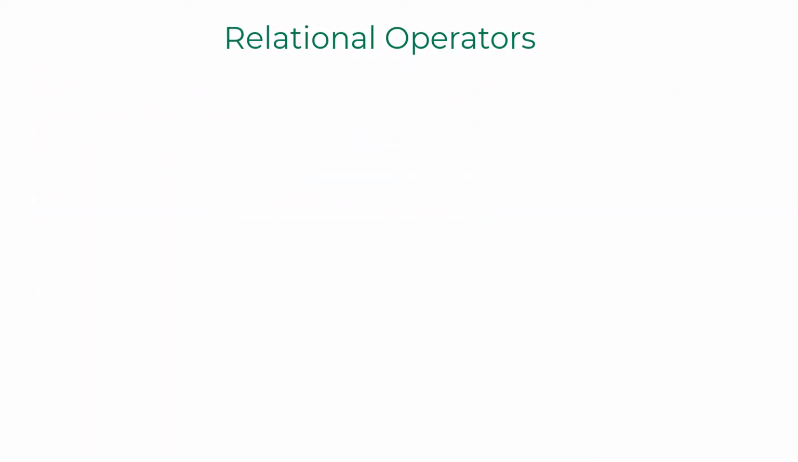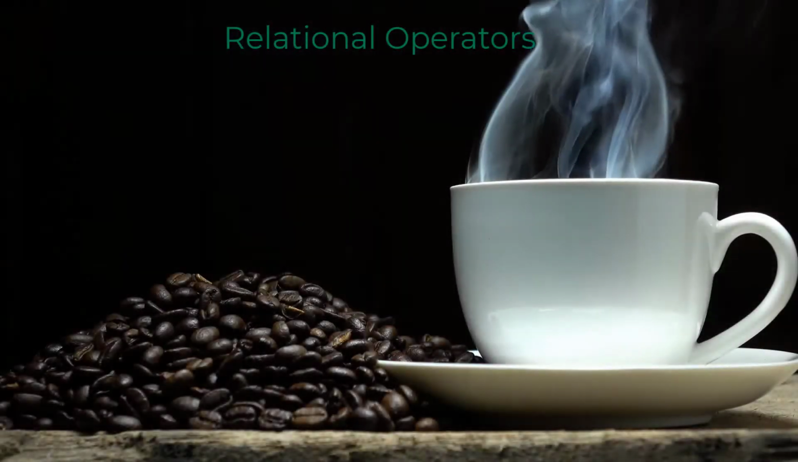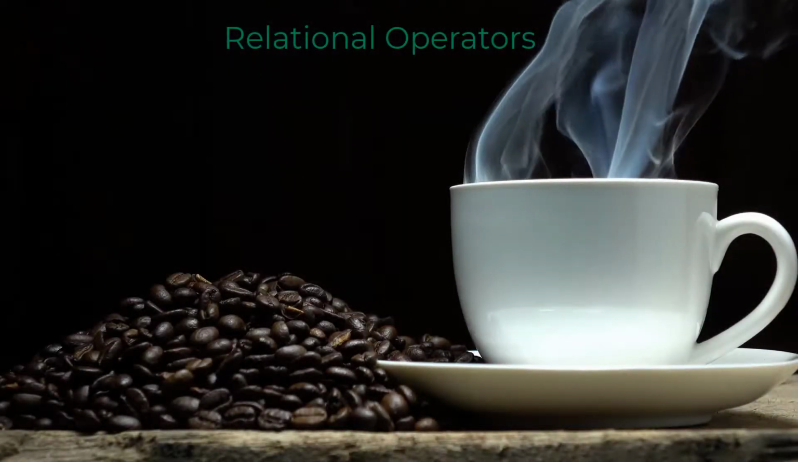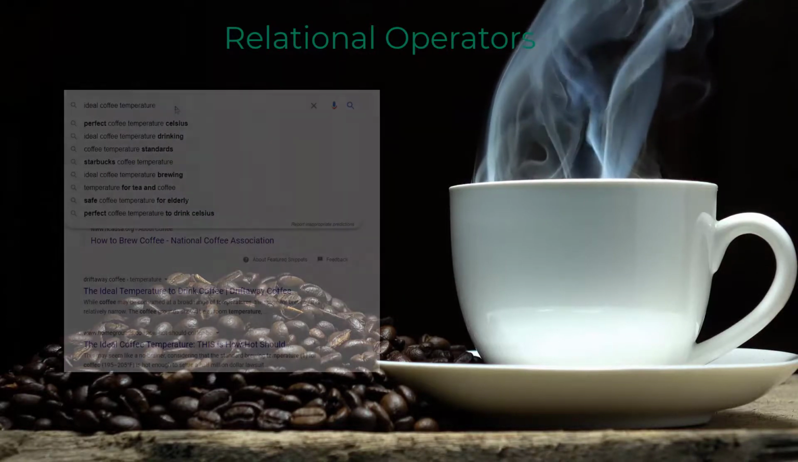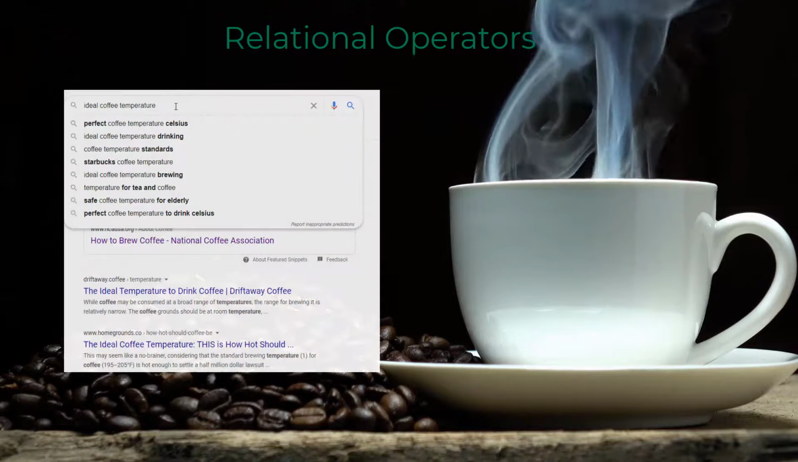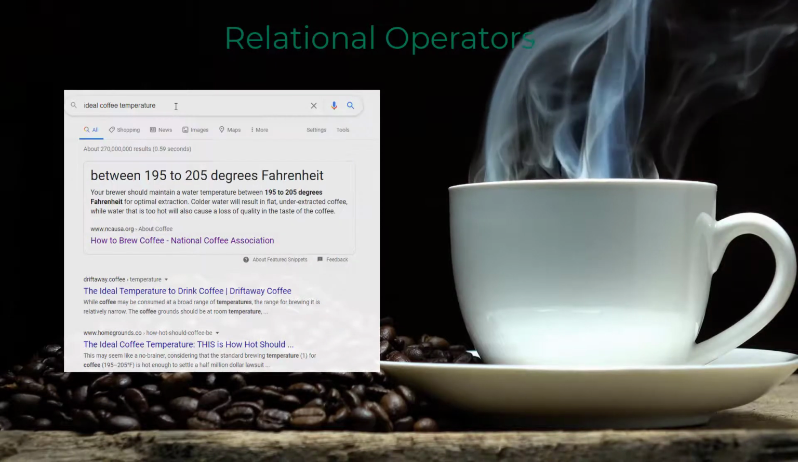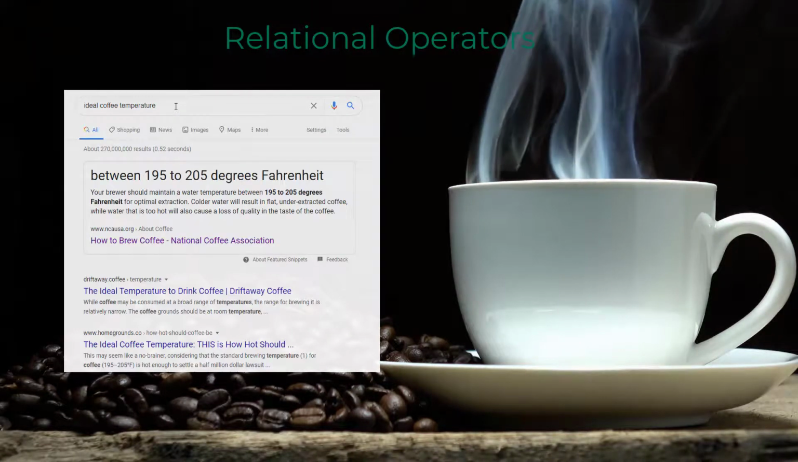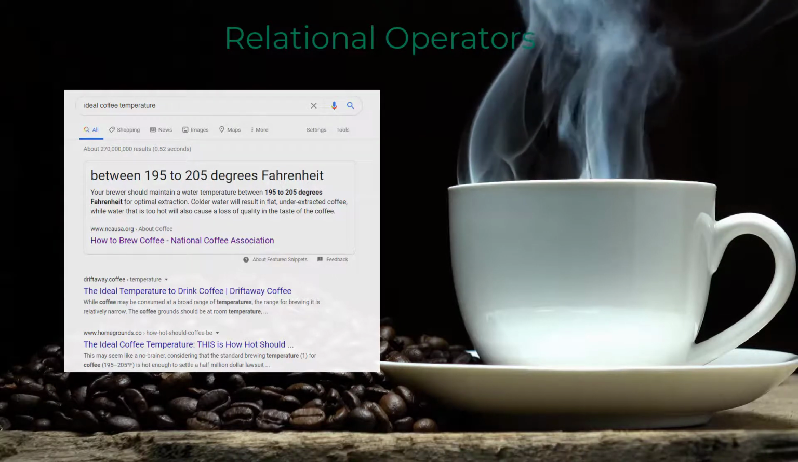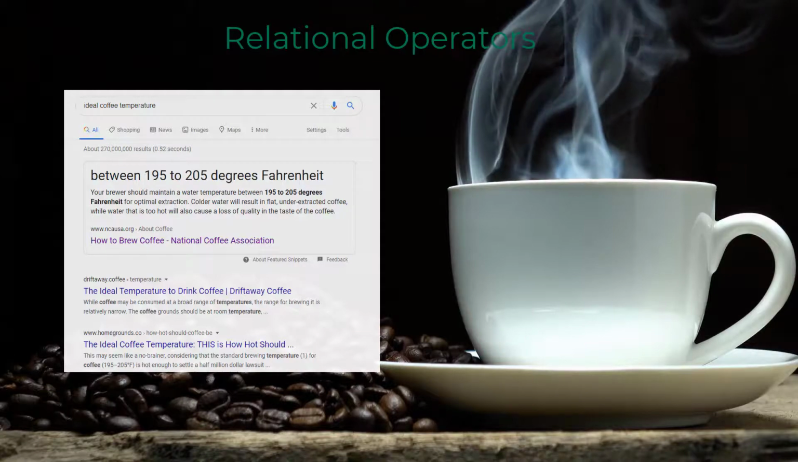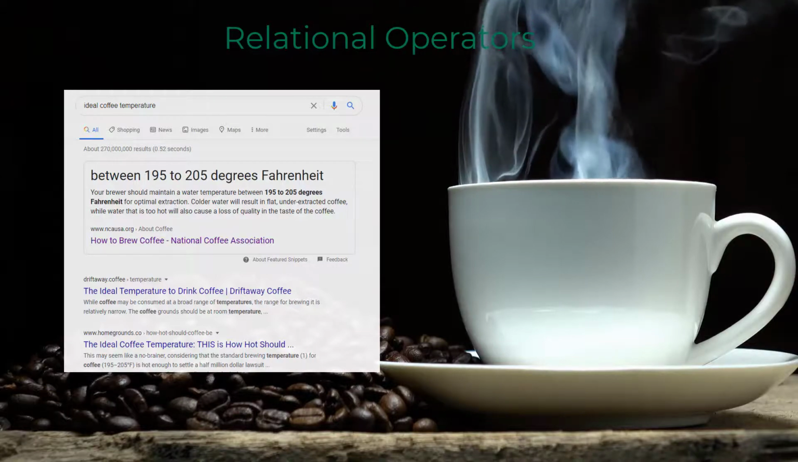Let us wrap up this lecture with another example. If you're someone who likes coffee a bit much, you might want to drink it at its ideal temperature. According to this search on Google, any temperature less than 195 degrees Fahrenheit is considered cold. Any temperature between 195 to 205 Fahrenheit is considered ideal, and above 205 is hot.